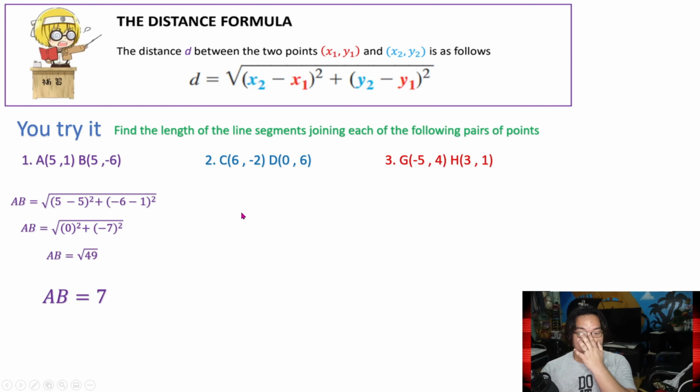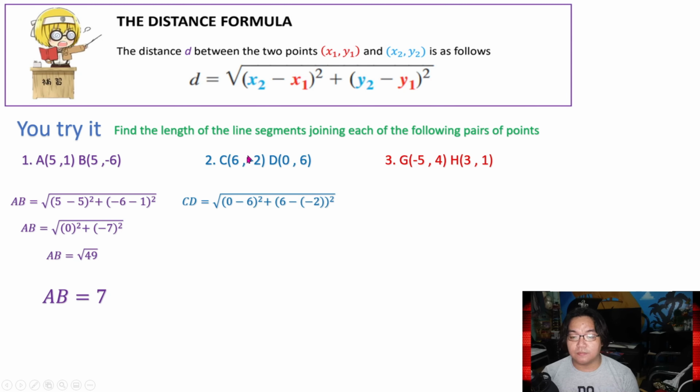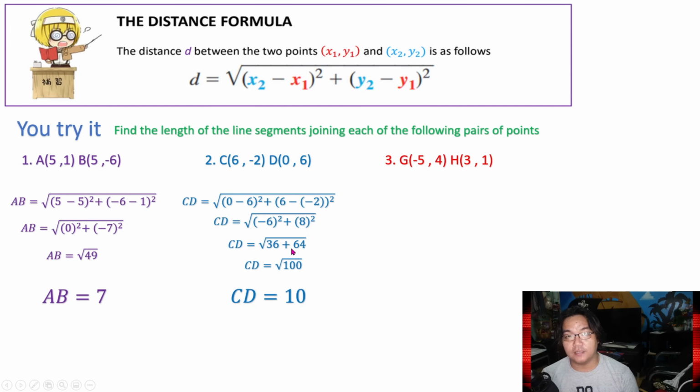Next, to find the distance between C and D, we will just be applying the same method. I hope you already have found a pattern that all you need to do is to subtract the x's and the y's. So we have 0 minus 6 and then we square it, and then 6 minus negative 2 squared, which will give us negative 6 squared plus 8 squared. By simplifying this expression, we obtain the square root of 36 plus 64, which is equal to the square root of 100, and the square root of 100 is 10.